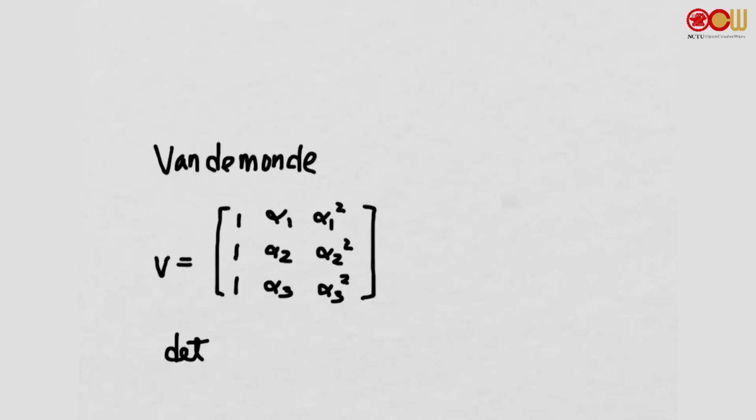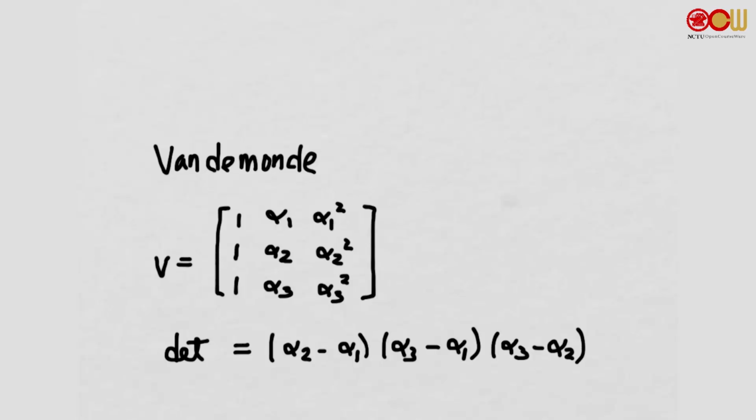Its determinant is simply alpha 2 minus alpha 1, alpha 3 minus alpha 1, and alpha 3 minus alpha 2. That's the determinant. And from this determinant V, we can see whether or not this matrix is non-singular, that is, invertible or not.